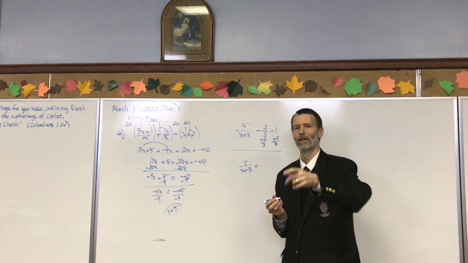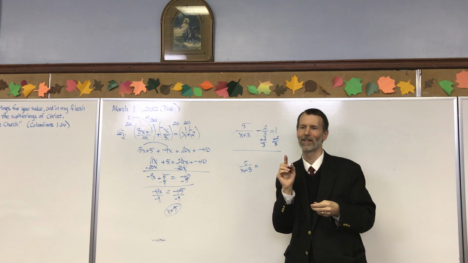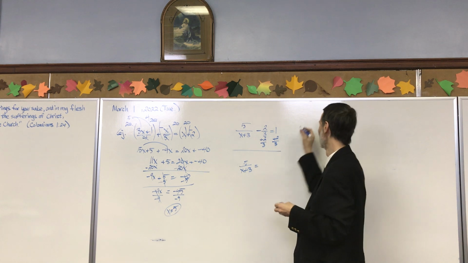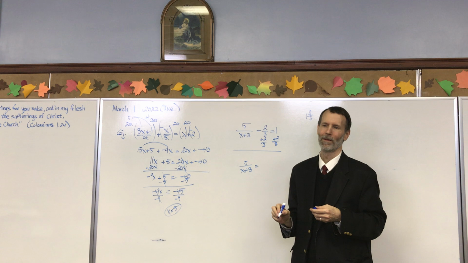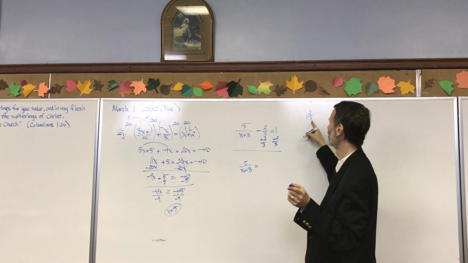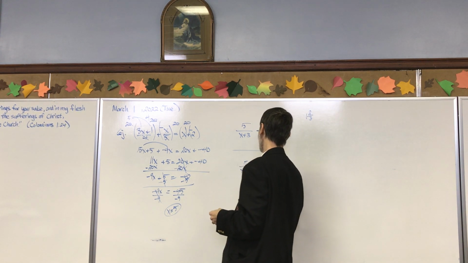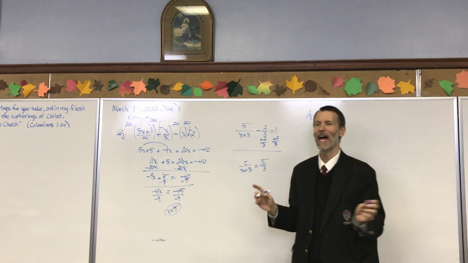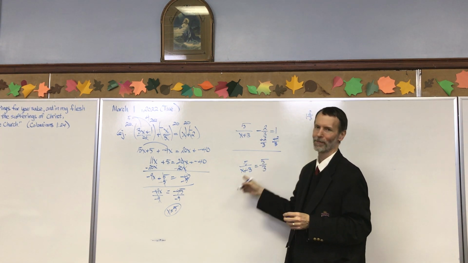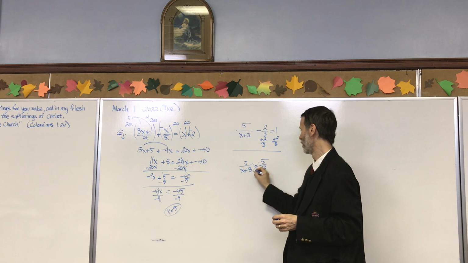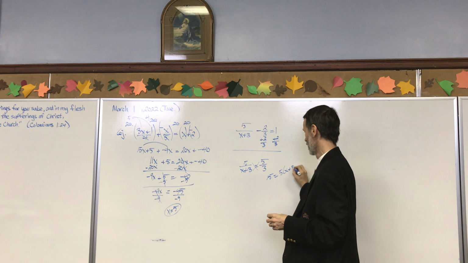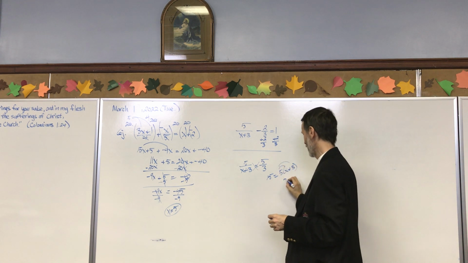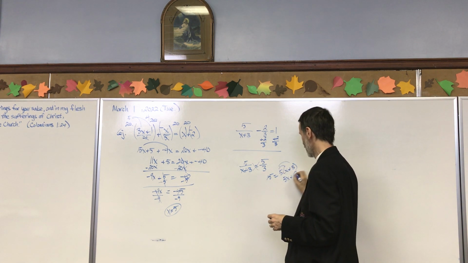What is 1 and 2/3 as a fraction? 5 over 3. You can cross multiply. Get 15 equals 5 times x plus 3, which is really 5x plus 15 equals 15.